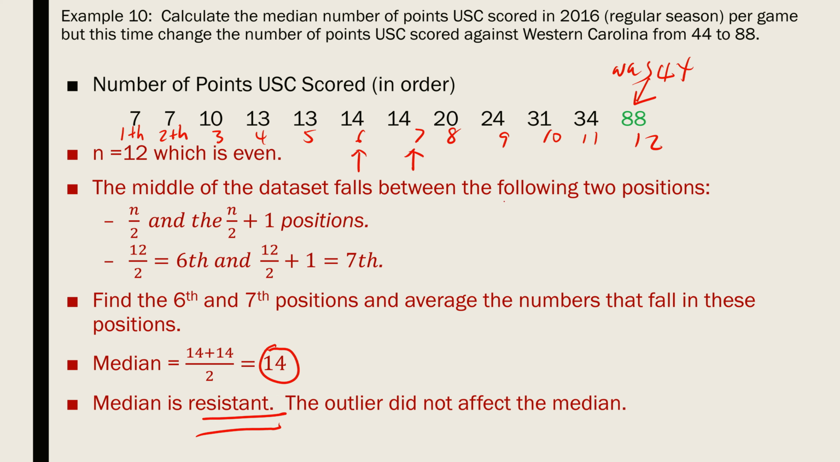So no matter how we change the maximum value or extreme values here, the median will not change. So we have the conclusion that the median is resistant. The outlier here is 88. It did not affect the median.